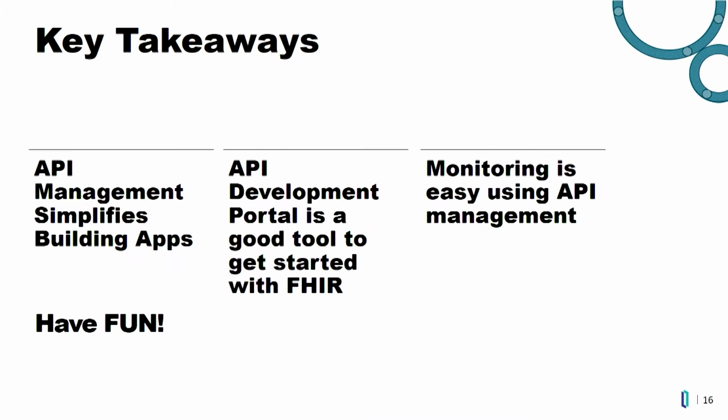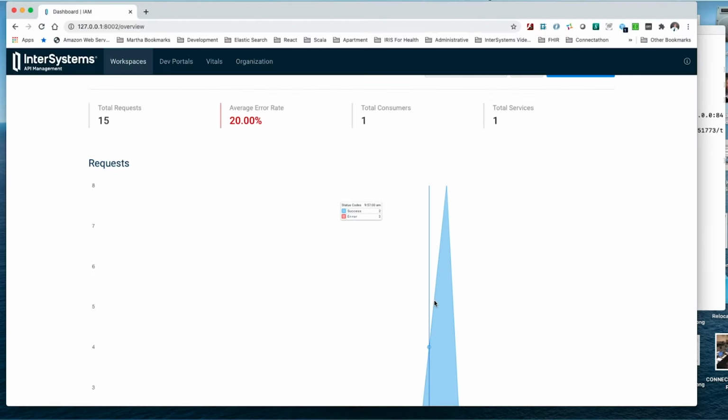So what are the key takeaways? API management simplifies building applications. The development portal is a great tool to get started with FHIR, and it makes it very easy to monitor FHIR. I think you're going to have a lot of fun, and I hope you'll enjoy the demos. So let me give you a quick orientation to the portal.